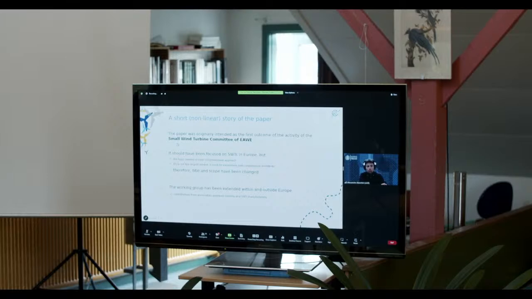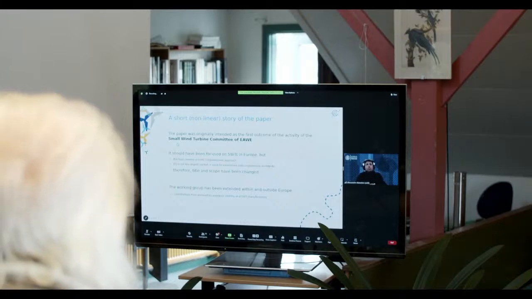As you may know, the European Academy of Wind Energy created a few years ago some technical committees as collaborative groups to foster research on different topics. I had the pleasure to lead the Small Wind Turbine Committee for the first 2 years since the foundation. And one of the very first scopes of the committee was to deliver a white paper on, as you can imagine, small wind turbines.